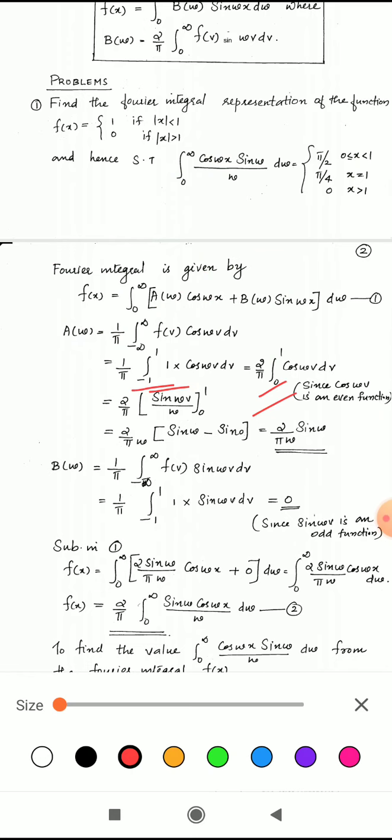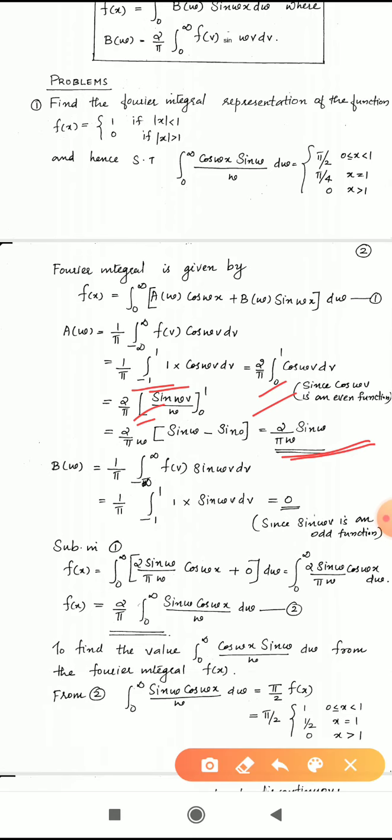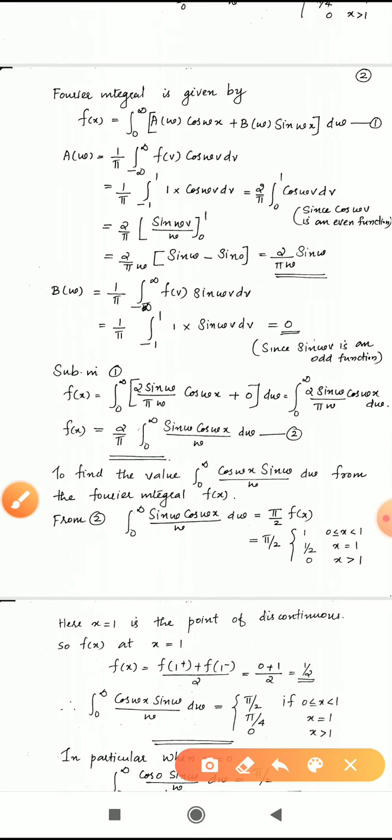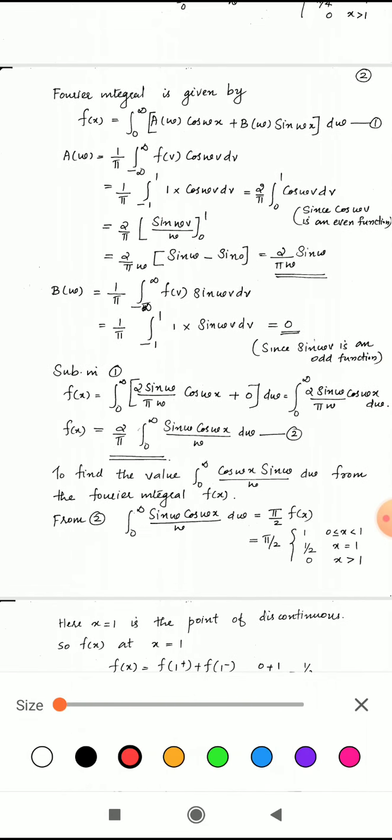Integral of cos omega v is sin omega v by omega. Then applying limits we get 2 by pi omega sin omega. Okay, next, B of omega is equal to 1 by pi into integral minus infinity to infinity f of v sin omega v dv. Here the interval is minus 1 to 1, but sine is an odd function, so the integral value becomes 0.